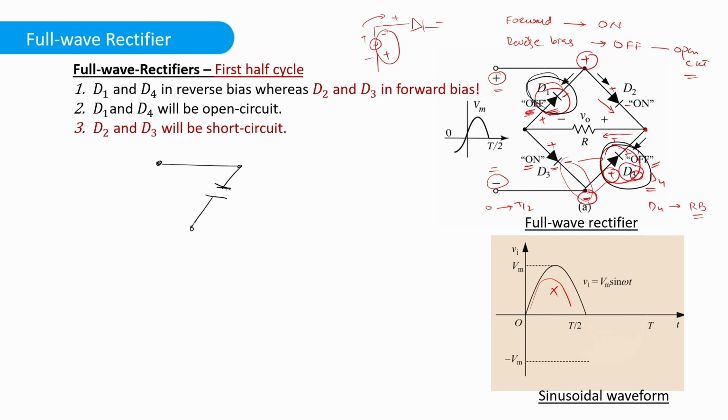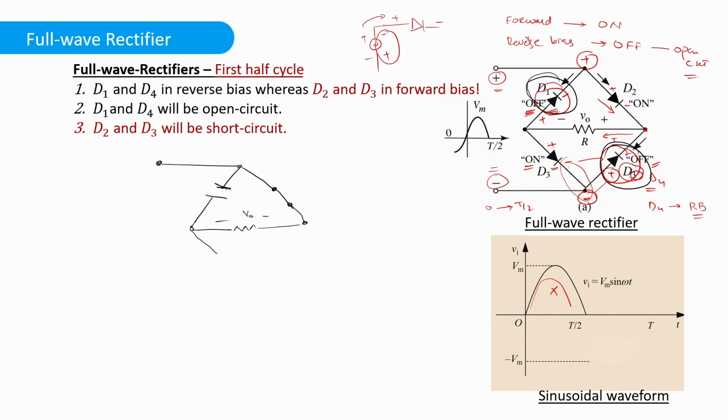Okay, the first diode is open circuit, but the second diode, we already saw, is in on condition. So this will be short circuit. We are assuming ideal conditions for the diode, so it will have no voltage drop. Then we have this terminal, we have the resistor over here. This is connected like this, minus plus, this is V0.